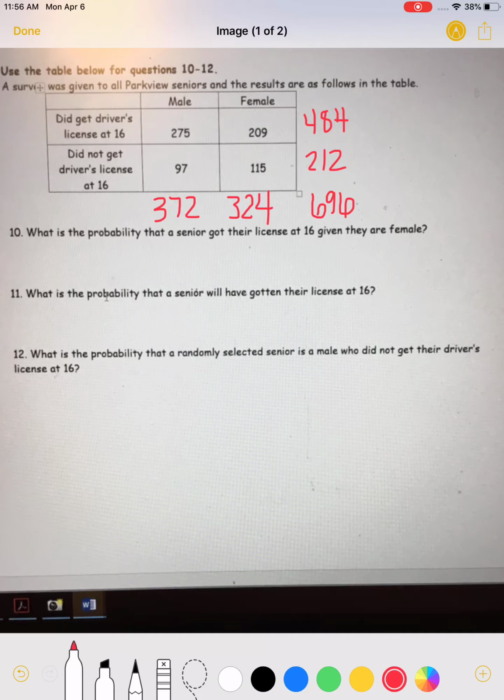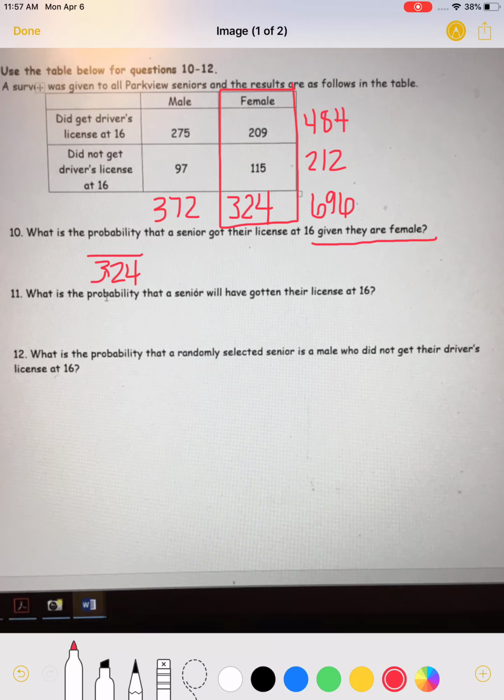All right. So number 10 says, what is the probability that a senior got their license at 16 given that they were female? Okay, so that word given, keyword. That tells us the part of the table that we're narrowing in on. We're focusing only on the females. So this portion of the table. So our denominator, our sample, is only the 324 females who took the survey. They're telling you the person chosen was a female.